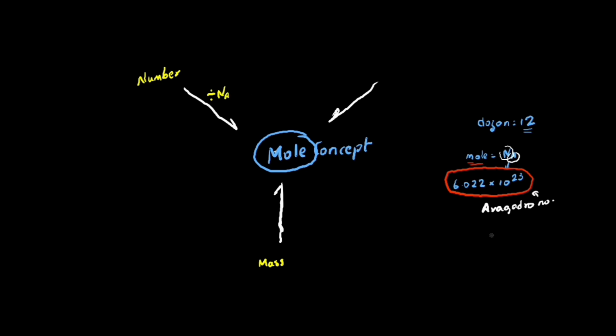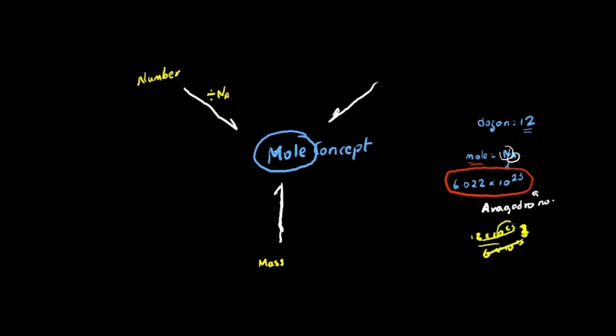If I tell you 12 into 10 power 23, what will you do? You will divide it by 6 into 10 power 23, which becomes 2. Then you get 2 moles, right? 12 is nothing but double, right? So it's 2 moles. If I tell you 18, then it will be 3 moles. If I tell you 21 into 10 power 23 molecules, into 10 power 23 is there after everything, so that much will be 3.5 moles.